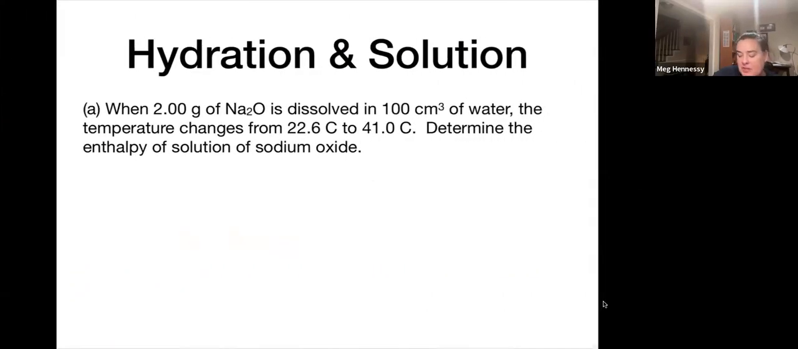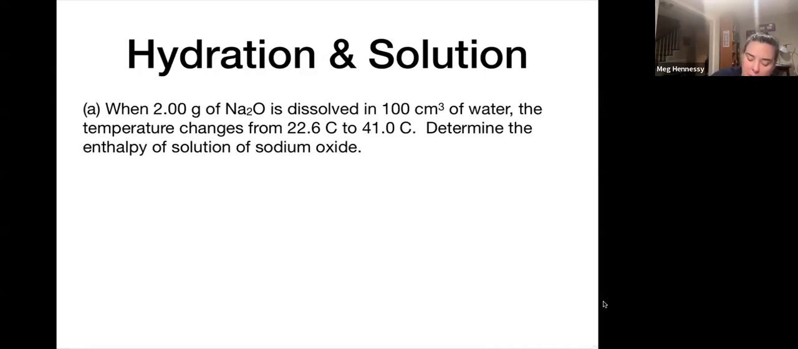So 2 grams of sodium oxide is dissolved in 100 cubic centimeters of water, and the temperature goes up. So I know the reaction is exothermic because I can see the water's getting hotter. Where did that heat come from? It came from the chemical reaction that was taking place in the water. So can we use this to determine the enthalpy of solution of sodium oxide? And the answer is, of course, yes.